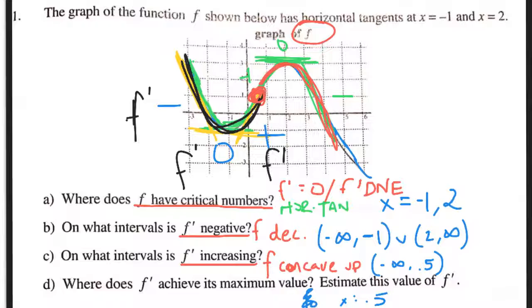And we're supposed to estimate that value of f prime. It's a graph of f, so f prime would be its slope there. So let's just guesstimate the slope of that tangent line. Let's go with 2. F prime is approximately 2. Alright, that's it.